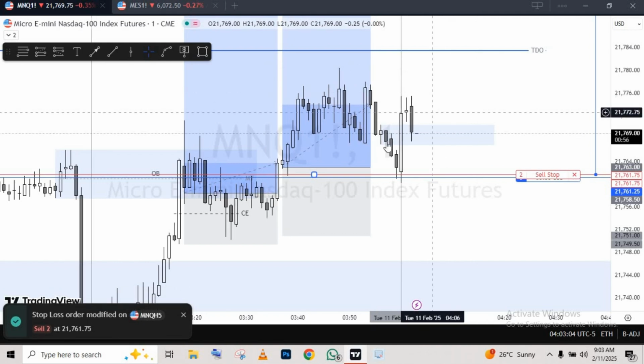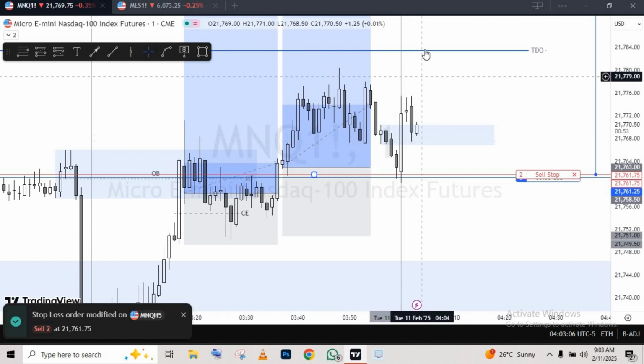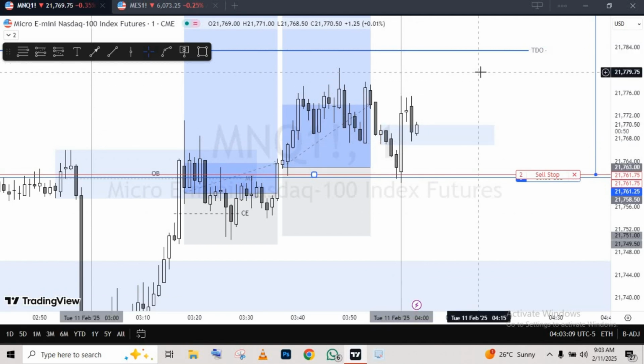So if they fail to use this fair value gap and this breaker as support to the upside, then I'm out of the trade and it's a break even for me. So let's see what happens after here.